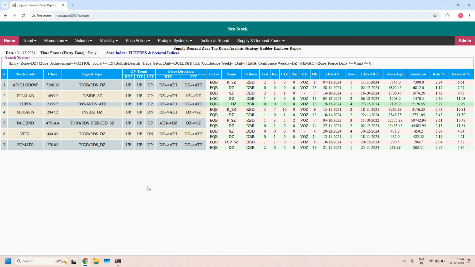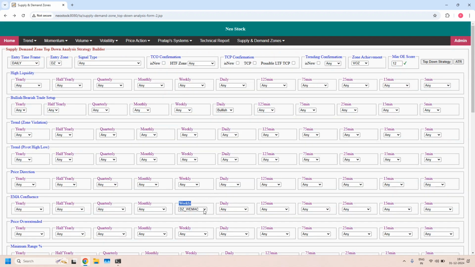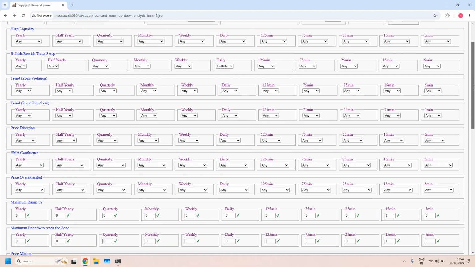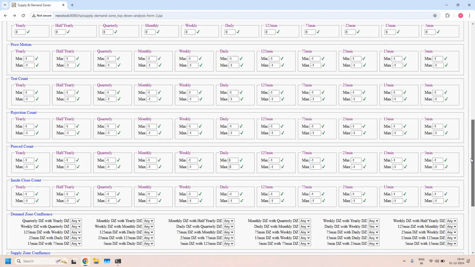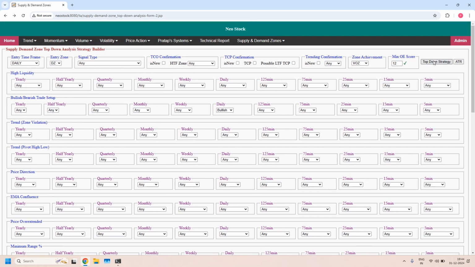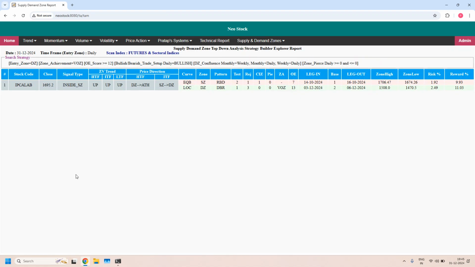Okay, next filter is based on LTF, ITF and HTF demand zone confluence. All the 3 time frame confluence. I am removing EMA filter. In the demand zone confluence, I should set 3 filters. First filter is already enabled, that is daily with weekly zone confluence. Next, daily demand zone with monthly demand zone confluence, and weekly demand zone with monthly demand zone confluence. With all the 3 filters, LTF, ITF, HTF demand zone confluence, we got only 1 stock. So this daily demand zone is part of the weekly demand zone, both together again part of the monthly demand zone.